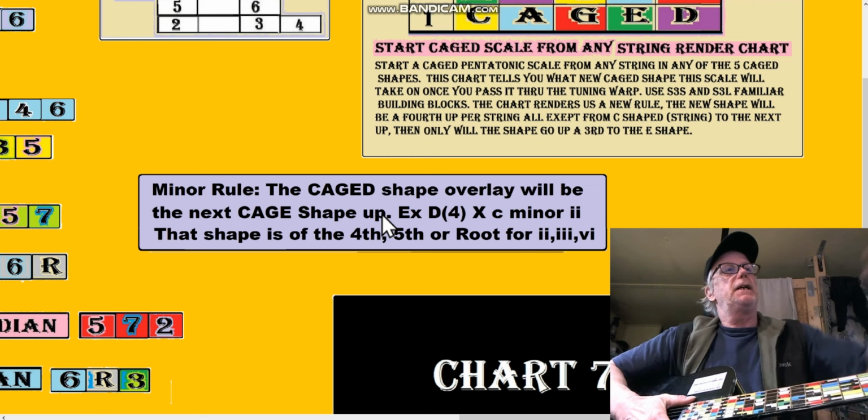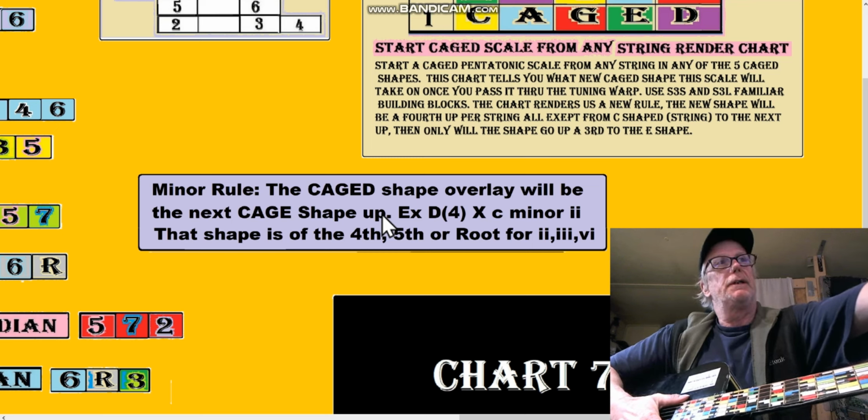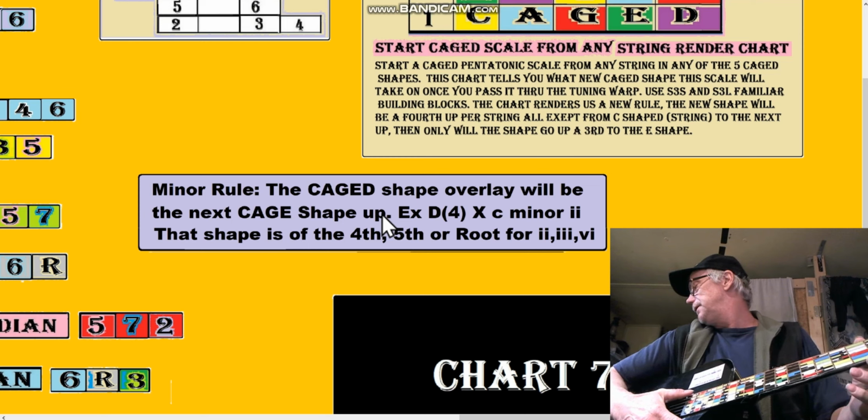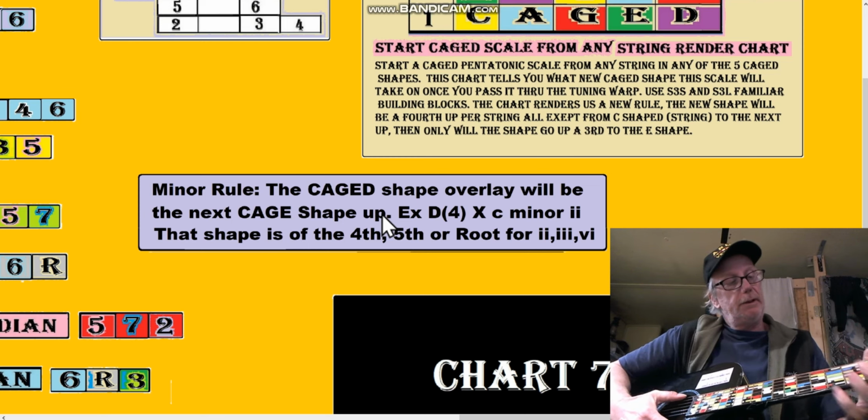I'm going to take the capo off for a second just so I can have a little easier time. Calm down, princess, sit down. I'll let her out in a little bit.